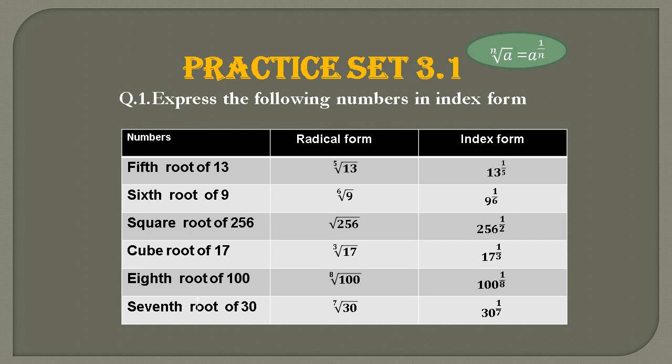Now, quickly write the index form of the next examples. Sixth root of 9 can be written in the index form as 9 raised to 1 by 6. Square root of 256 can be written as 256 raised to 1 by 2. Cube root of 17 can be written as 17 raised to 1 by 3. Eighth root of 100 can be written in the index form as 100 raised to 1 by 8. Seventh root of 30 can be written in the index form as 30 raised to 1 by 7.